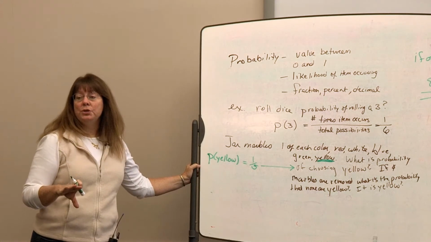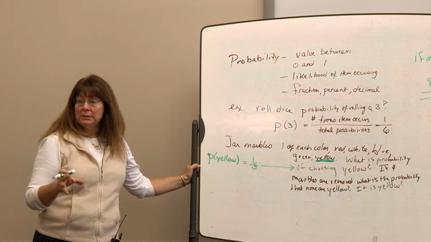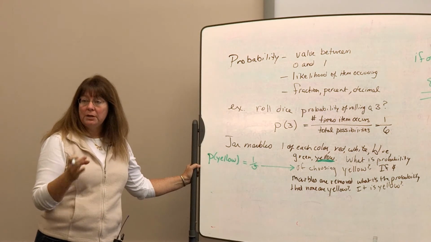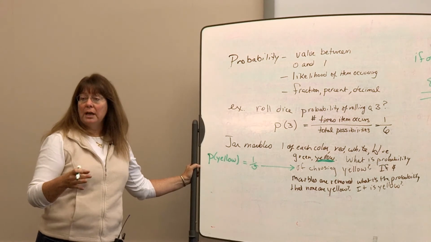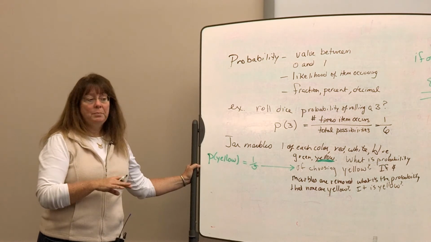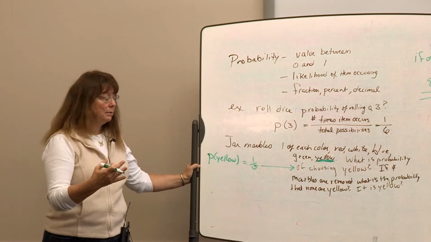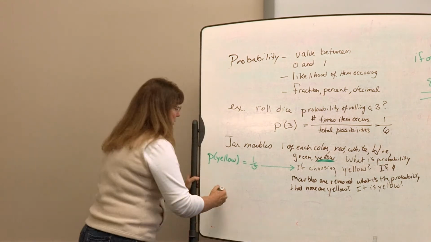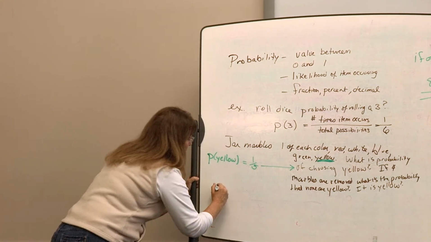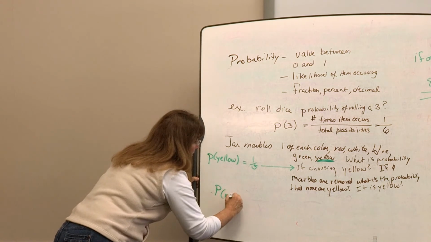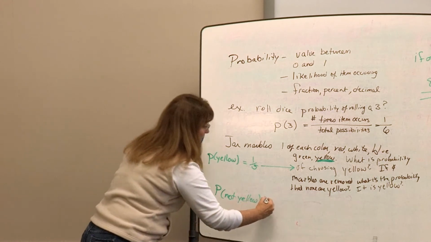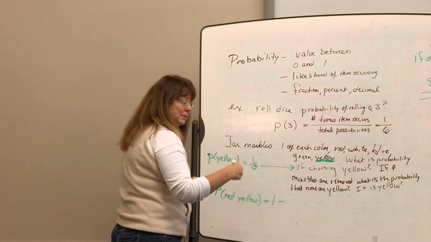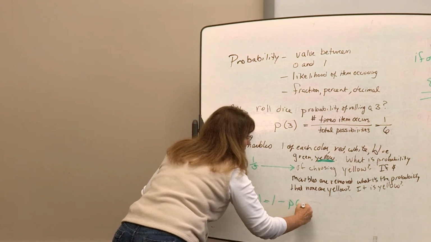One of the things that you can use is the idea of the opposite. So if you don't want something to happen, you have 100% for the whole sample space. And if I look at it not occurring, that would be 100% or 1 minus the probability it does occur. So one of the options that you have to not get a yellow one is 1 minus its opposite, the probability that it is yellow.